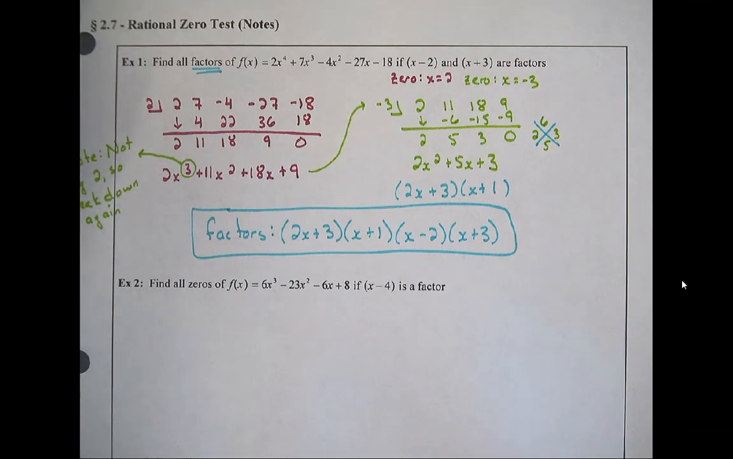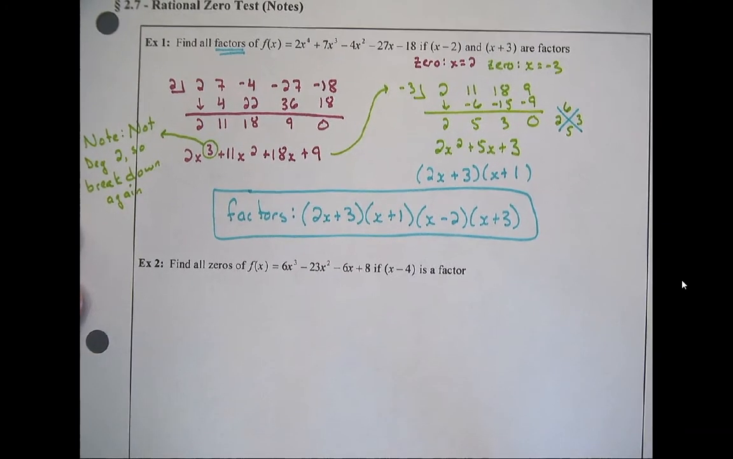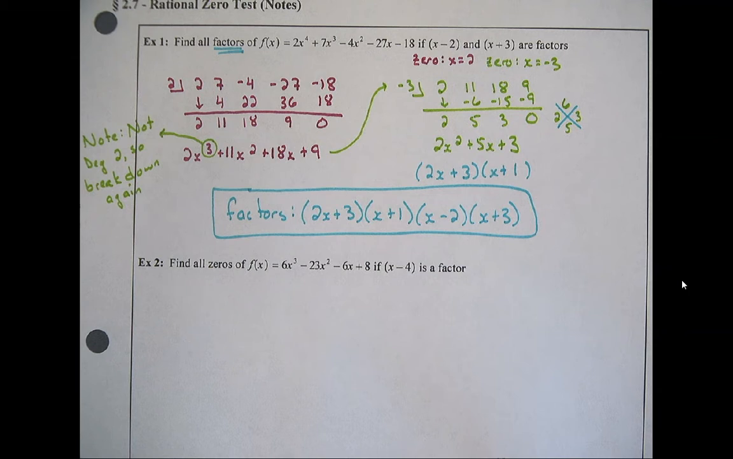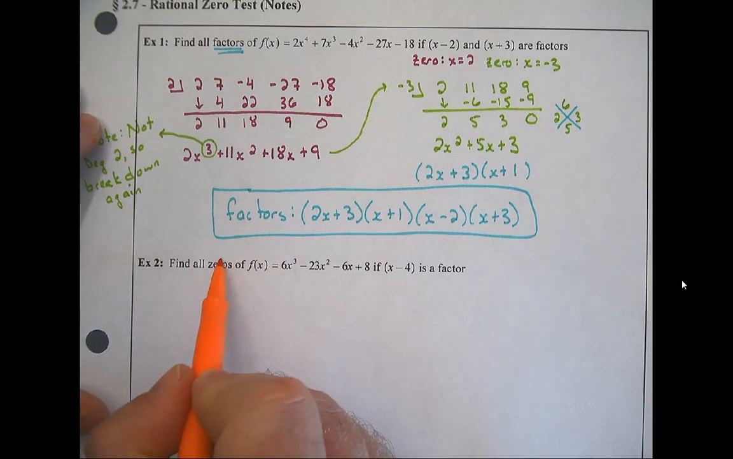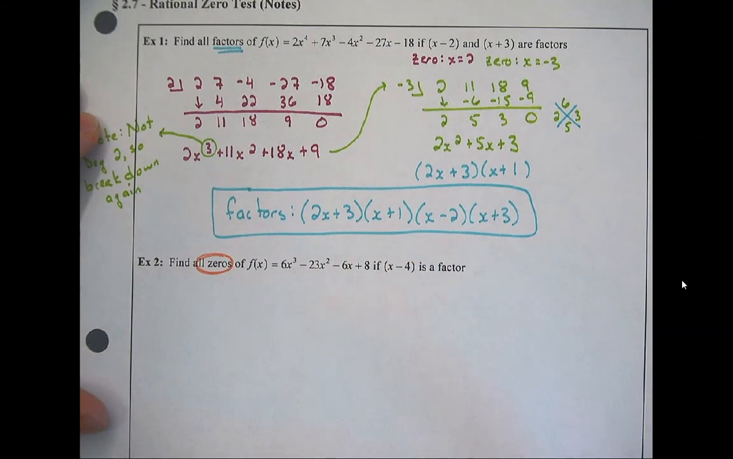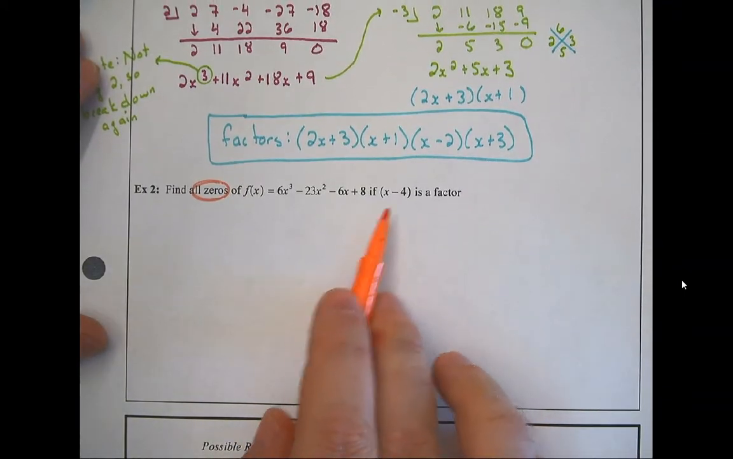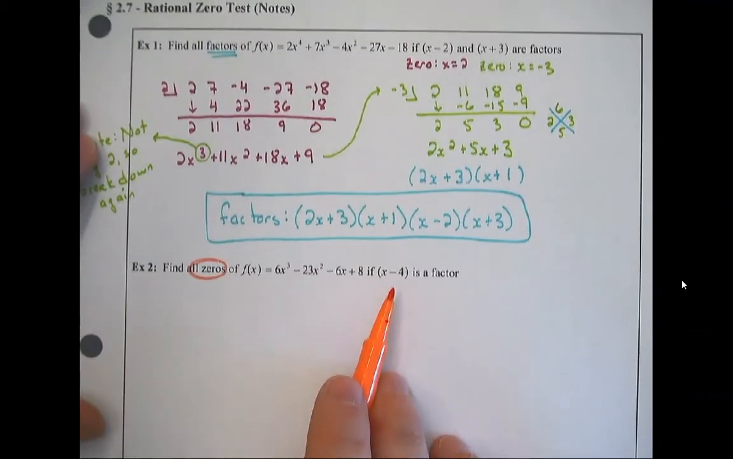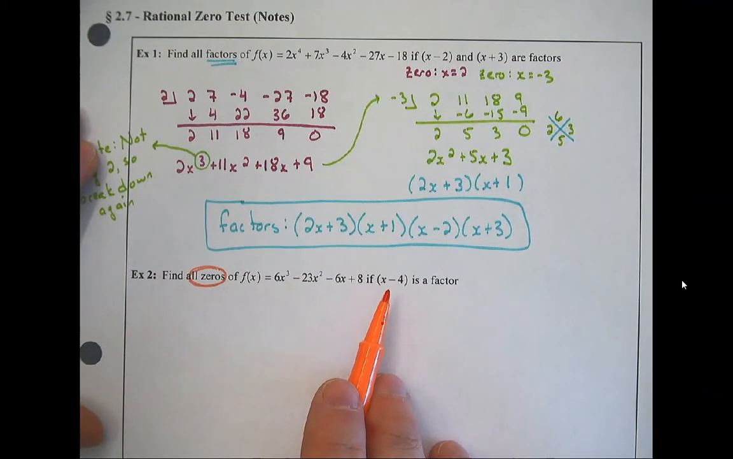What do you think? Okay, so let's try this again. In this case, they're asking us to find zeros. No big deal. That just means we find the factors and then ZPP them. Now, why did they only give us 1 factor this time? Up here, they had to give us 2 factors. Why did they only give us 1?